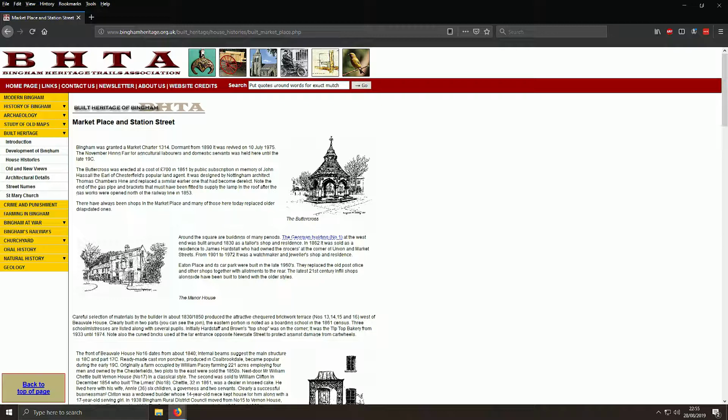Note that the end of the gas pipe and brackets must have been fitted to supply the lamp to the roof after the gasworks were opened north of the railway line in 1853. So it was Thomas Chambers Hine, and he built it for John Hassel, the Earl of Chesterfield's popular land agent. We'll come to him in a few minutes, but let's first look at Thomas.